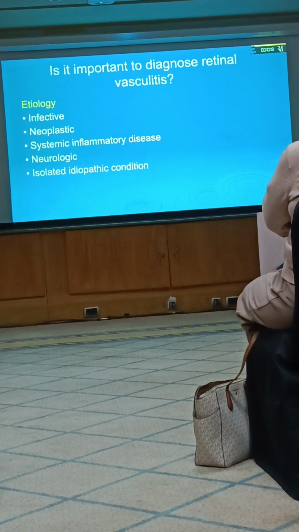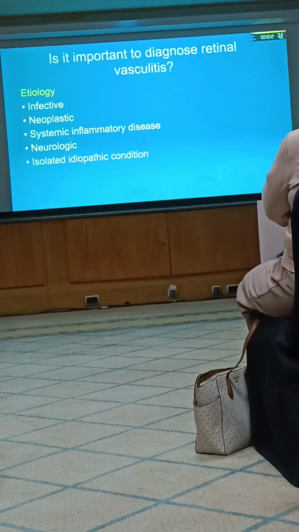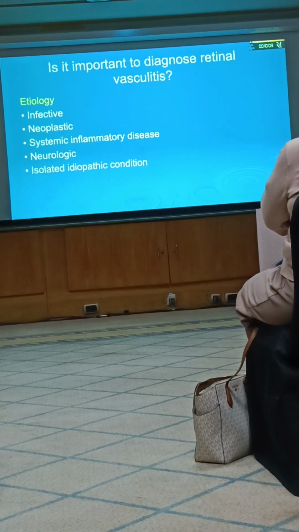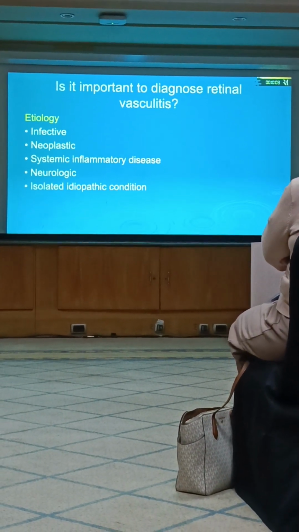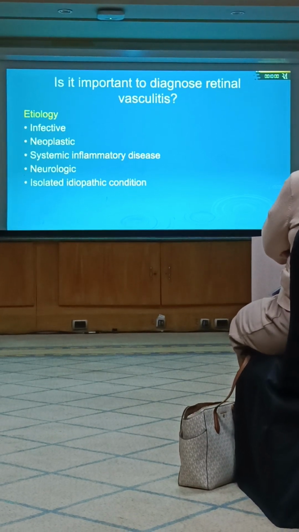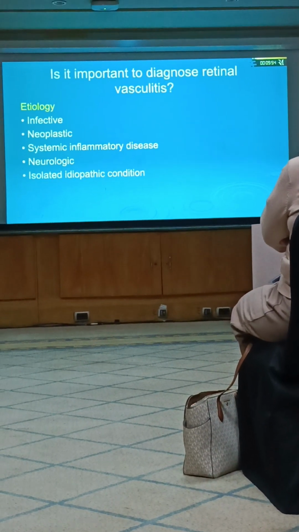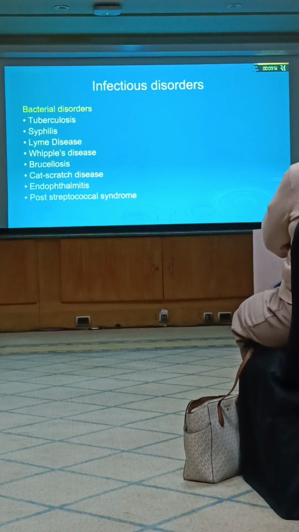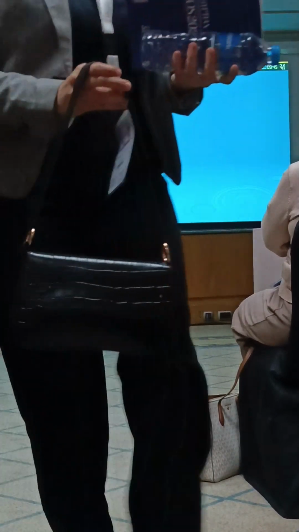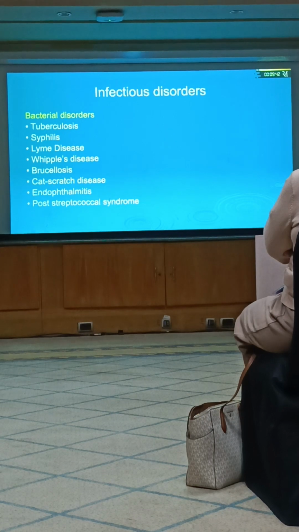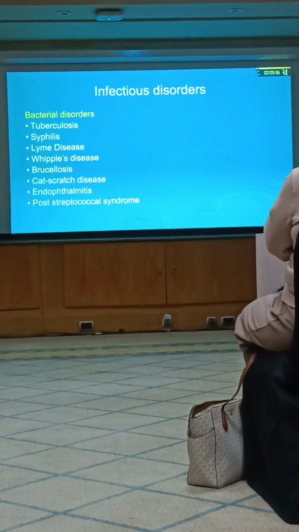As in cases of uveitis, we have more than 150, 160 causes of retinal vasculitis. But I always like to tell my patient, we have this number, but we divide them into two major groups, either infectious or non-infectious, of course, with the addition of masquerades and others. But here in retinal vasculitis, we can have infective etiology, neoplastic, systemic inflammatory disease, neurologic, or isolated idiopathic condition. Of course, we have a very long list of organisms. I always keep telling my patient any organism on earth can cause uveitis or retinal vasculitis. I know this is not scientifically true, but we have this long list of organisms that can cause retinal vasculitis.